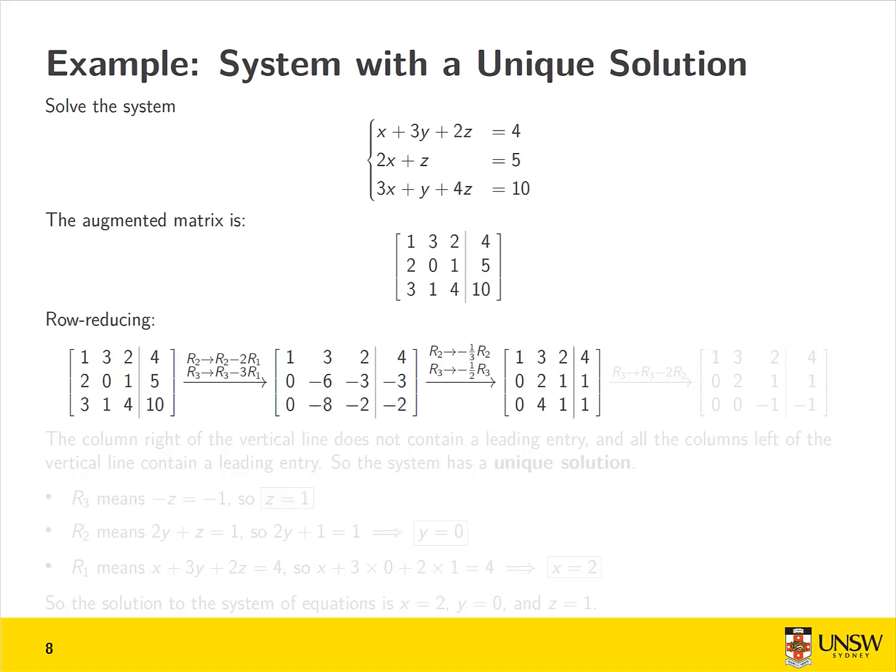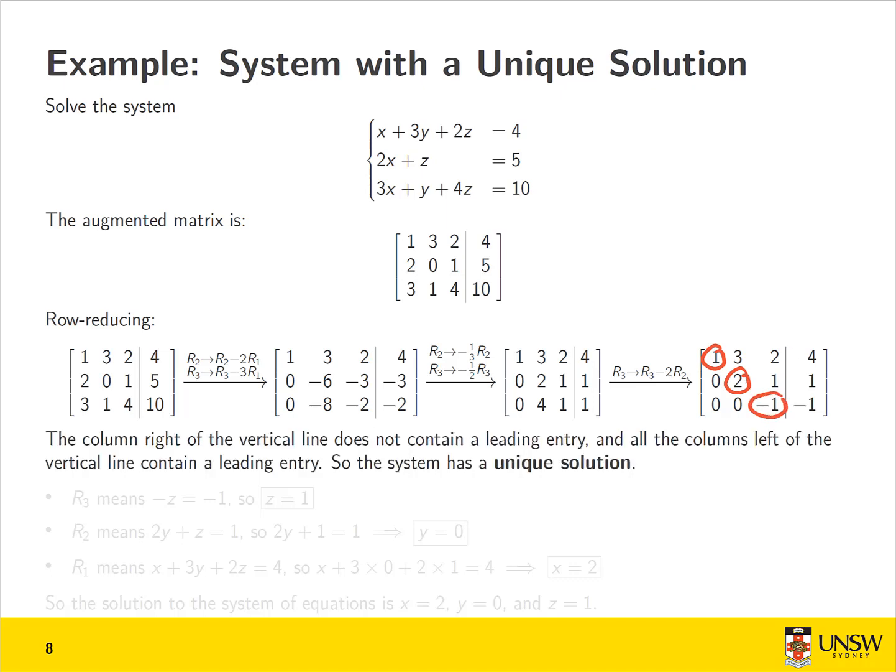At this point, we can see that subtracting 2 lots of row 2 from row 3 will ensure that row 3's leading term is not in the second column. So applying this row operation produces this matrix in row echelon form. The leading entries in this matrix are here, here, and here.